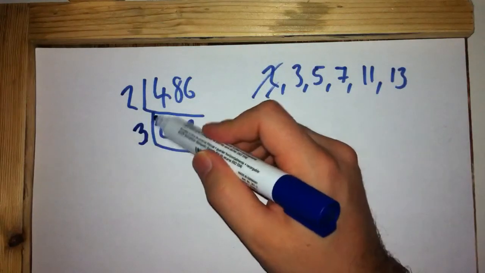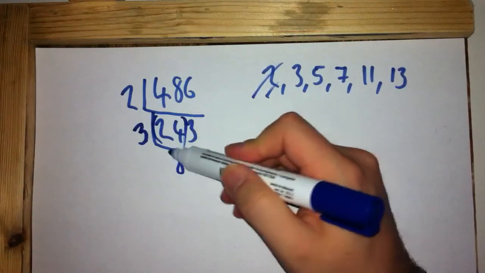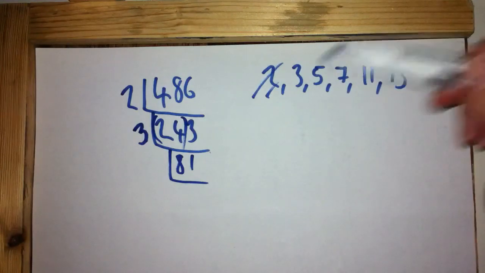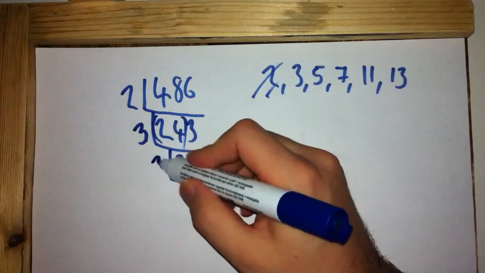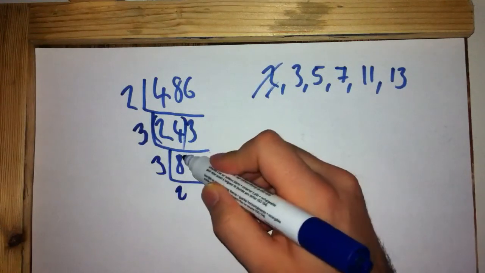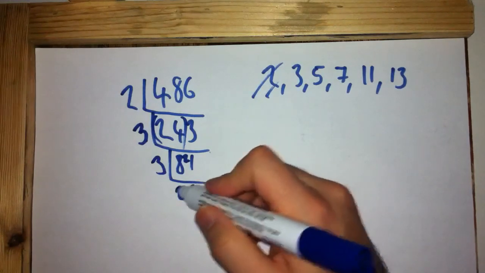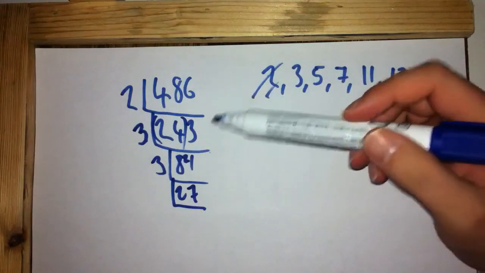3's into 2 don't go, so carry the 2. 3's into 24 go 8 times, and 3's into 3 go once. So it's 81. We know that 81 is a multiple of 3, but let's just check. 8 plus 1 is 9. Yes, it's in the 3 times table. So put a 3 there, and it becomes 3's into 8 go twice, remainder 2, and 3's into 21 go 7, and these familiar 3 times powers of 3 numbers will come up.